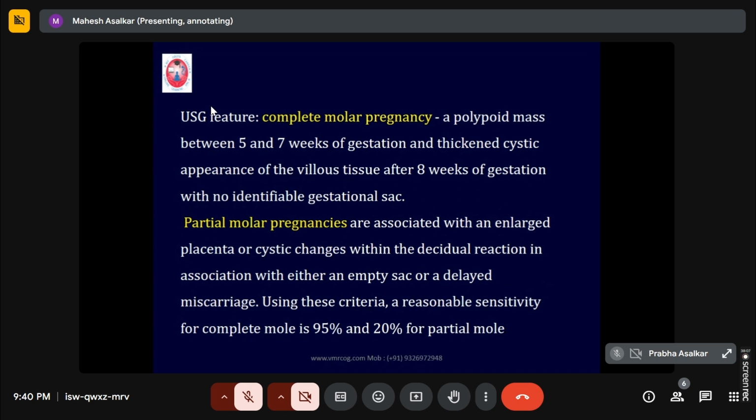Okay, what you get in partial molar pregnancies are an enlarged placenta or cystic changes within the decidual reaction, in association with either an empty sac or delayed miscarriage.